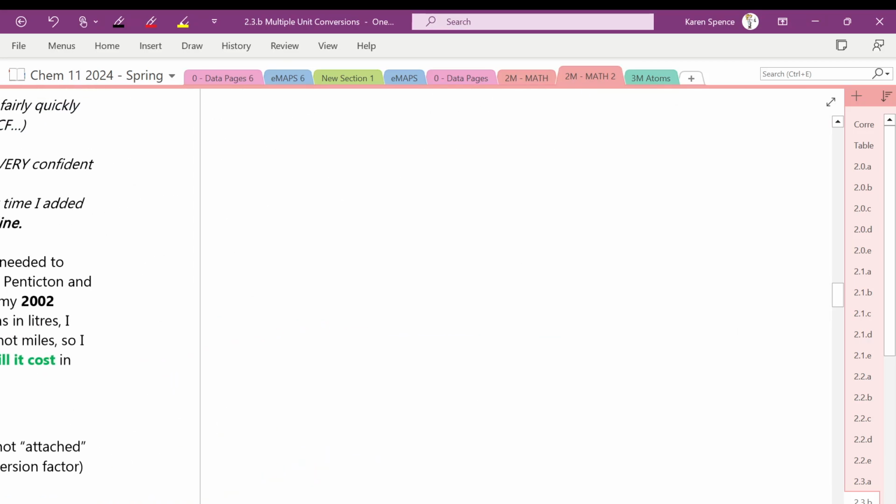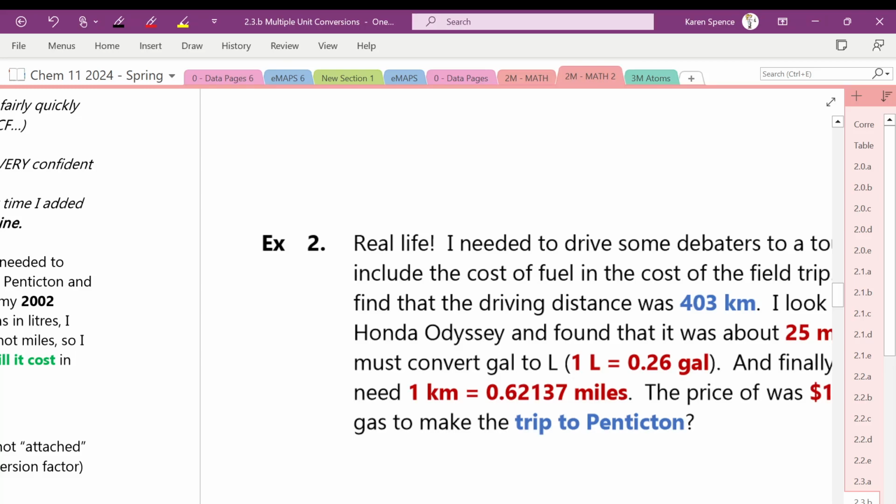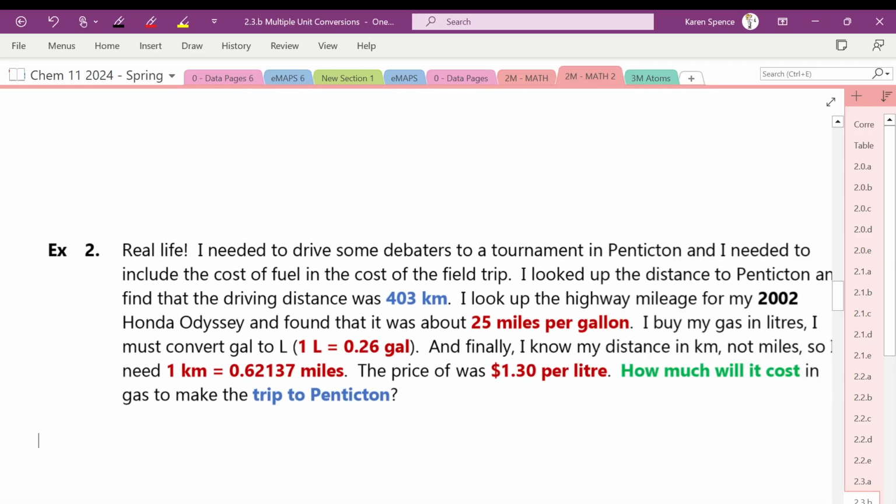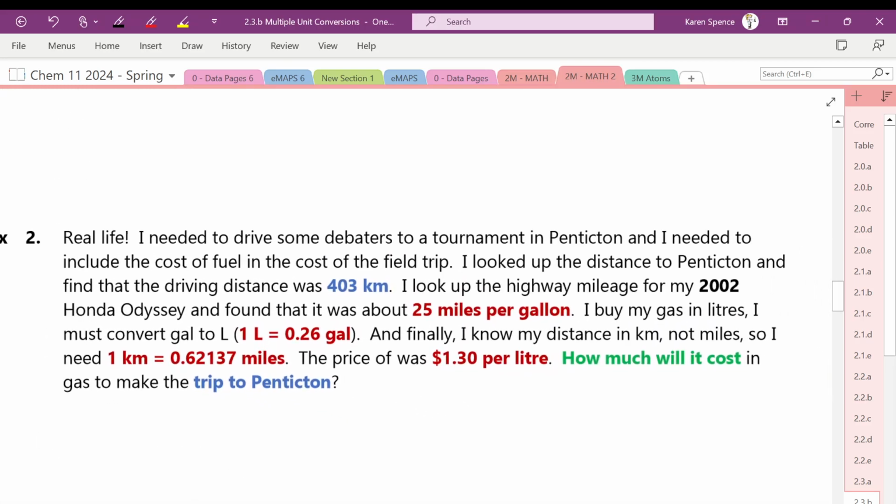I used to coach the debate team, and I needed to drive some debaters to a tournament in Penticton, and I needed to include the cost of the fuel in the cost of the field trip. So I looked up the distance from Penticton to Penticton, and I found that the driving distance was 403 kilometers.